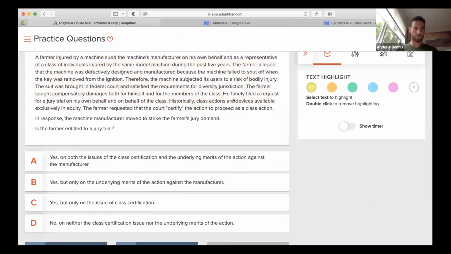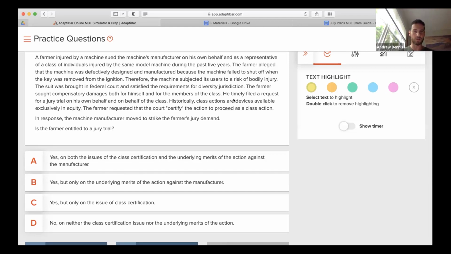A farmer injured by a machine sued the machine's manufacturer on her behalf and as a representative of a class of individuals injured by the same model machine during the past 5 years. The farmer alleged that the machine was defectively designed and manufactured because the machine failed to shut off when the key was removed from the ignition. Therefore, the machine subjected its users to a risk of bodily injury. The suit was brought in federal court and satisfied the requirements for diversity jurisdiction. The farmer sought compensatory damages both for himself and for the members of the class. He timely filed a request for jury trial on his own behalf and on behalf of the class.